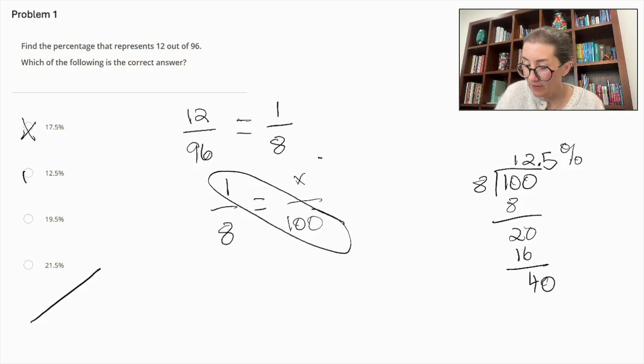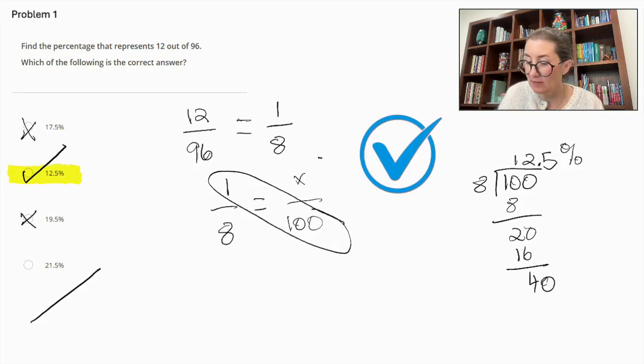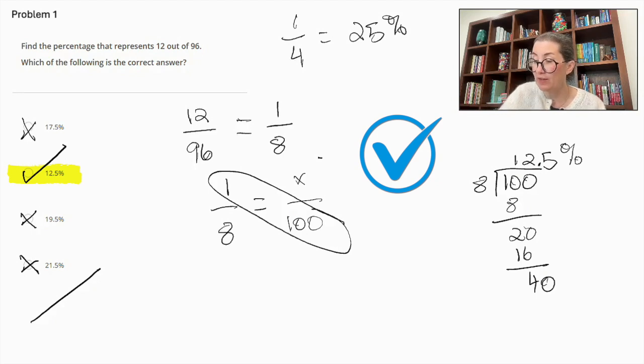Let's see, 17.5%, 12.5%, 19, 21. Is there another way to look for this? If we want to just use mental math, 1 out of 4 is equal to 25%, and half of 1/4 is 1/8, and half of 25% is 12.5%. So double checking, 12.5% is the correct answer.